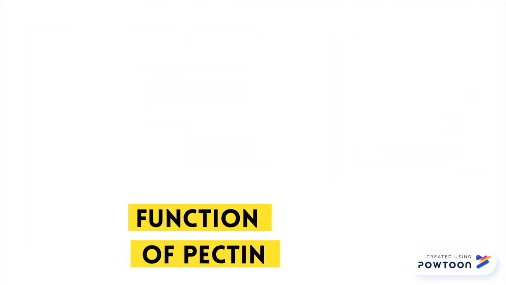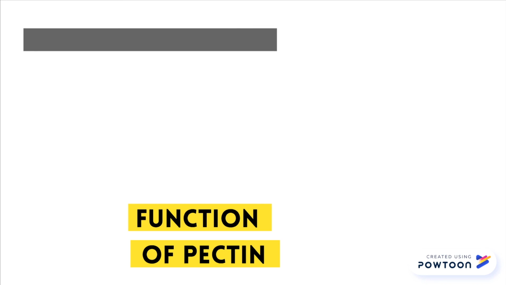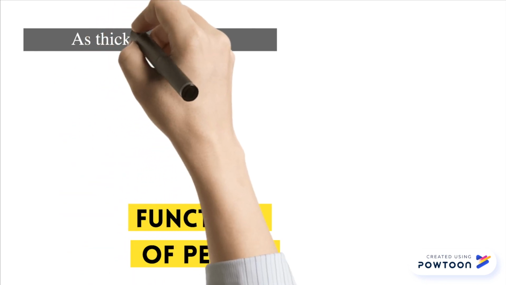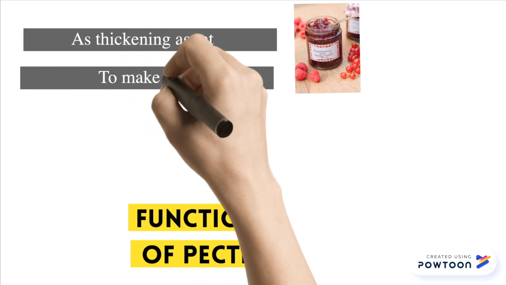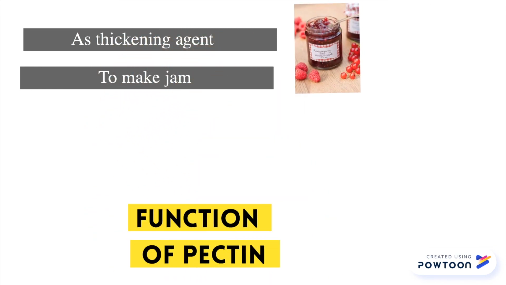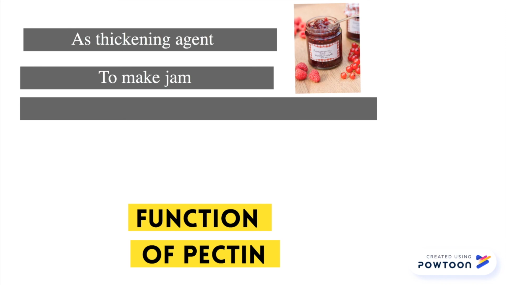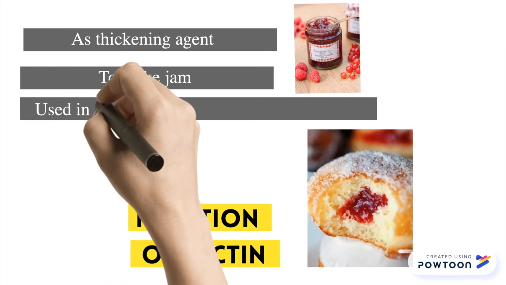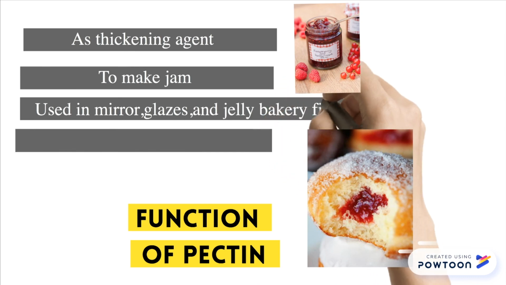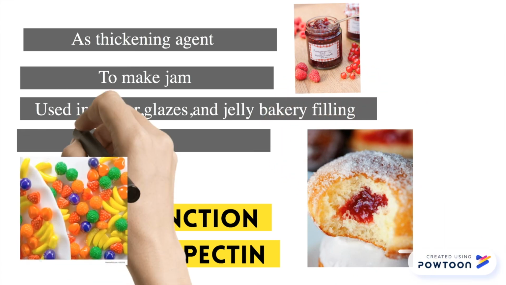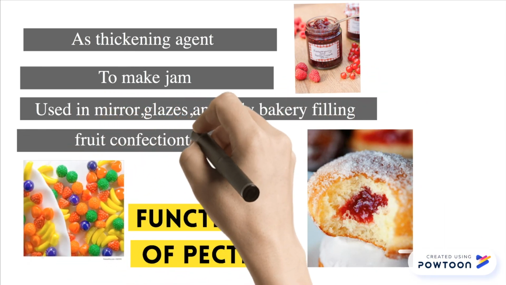Function of pectin. First, pectin is used as a thickening agent. Second, it can be used to make jams. Third, pectin also can be used in mirror glazes and as jelly bakery filling. Last but not least, pectin can be used in fruit confectionery.